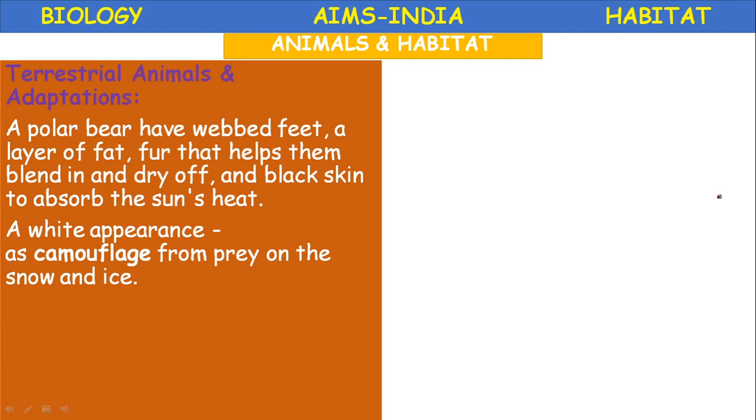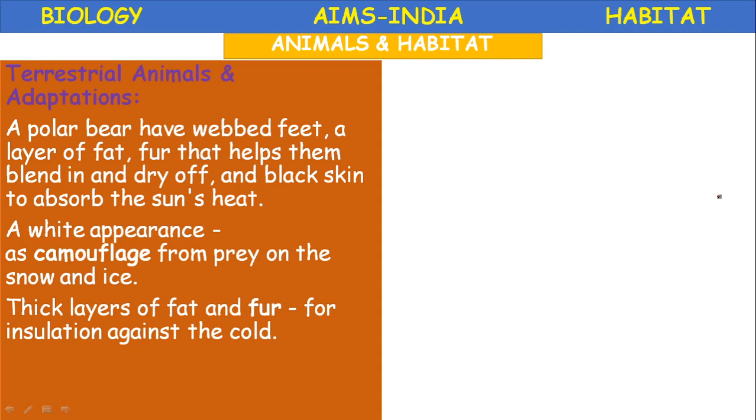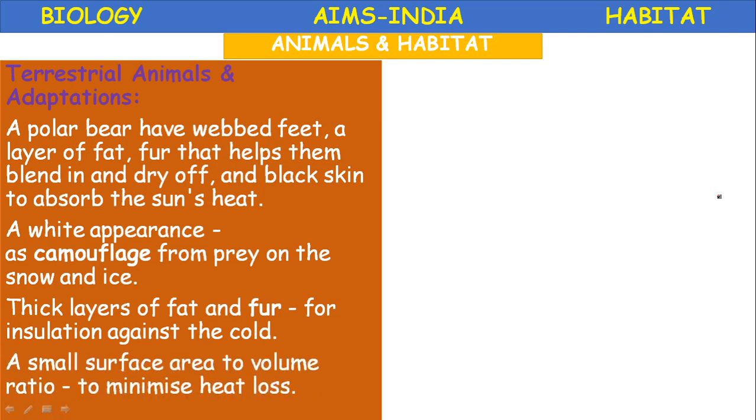You know, the polar region has a very cool atmosphere, covered with snow. They possess webbed feet with hairs underneath, so that on the smooth surface also they can walk. The thick layer of fat and fur beneath their black skin acts like an insulator and prevents the heat loss, meaning insulation against the cold. A small surface area to volume ratio minimizes the heat loss.